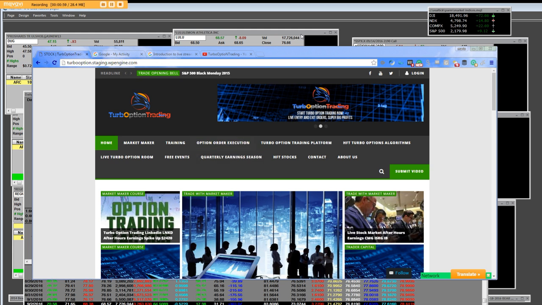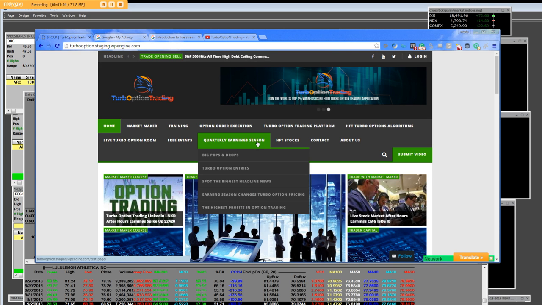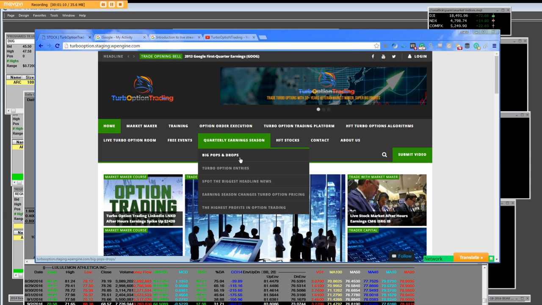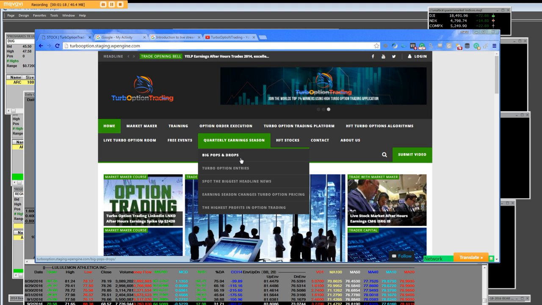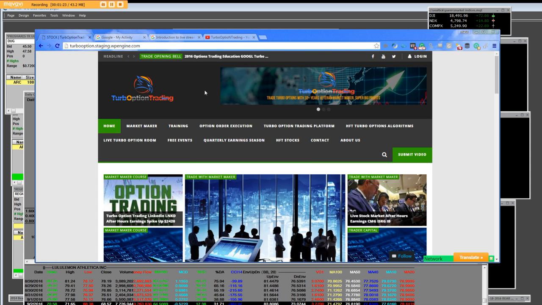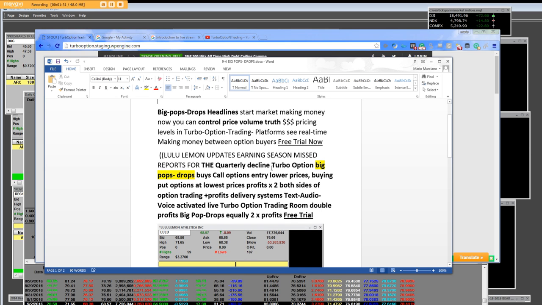What you want to do is come over here to quarterly earnings. Here's the tab, quarterly earnings season, and this is called Big Pops and Drops. Big pops and drops are done on headlines and/or the earnings season, and then how to go in there and take that option trade. So when this thing dropped, the put side went straight up, and Lululemon had the report right here. Okay, quarterly decline, turbo profits equaled pops and drops, call options, entry at the lower prices.